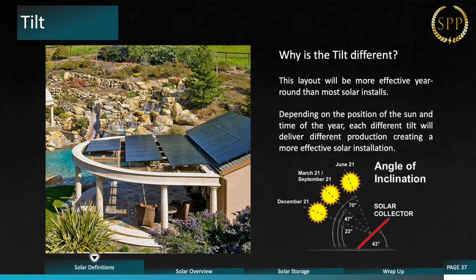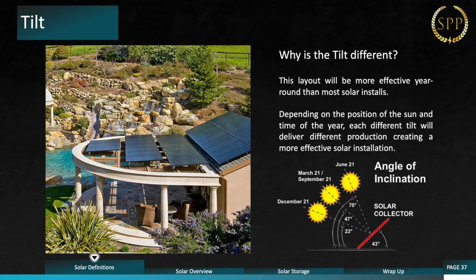Now, why is there a bunch of different tilts on here? Well, we've got a couple different types of roof planes, but this would actually be very optimal for year-round production. Why? Well, when we're building out these systems and building out our proposals for our homeowners, we need to figure out the angle of inclination depending on where you are geographically in the world. That's right. The tilt is affected by your place in the world.